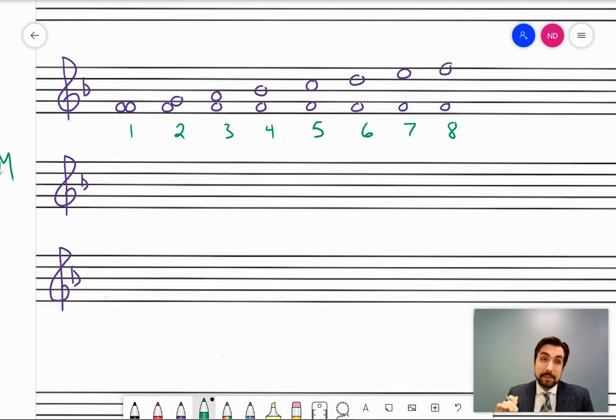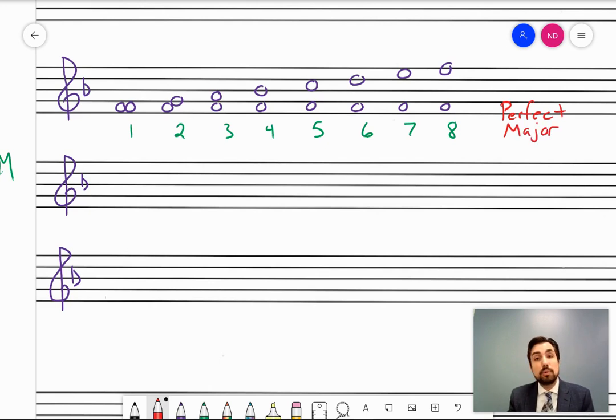Now, thinking about quality. If you measure an interval and the top note is a member of the bottom note's scale, all of these fit that bill, right? Because we wrote from F major. If the top note is a member of the bottom note's major scale, it could be one of two qualities. And those qualities are perfect and major.